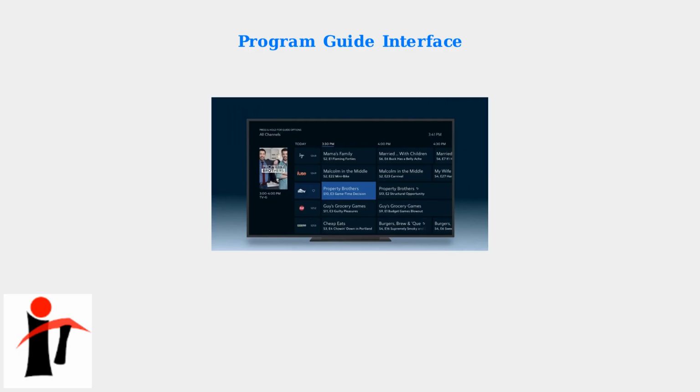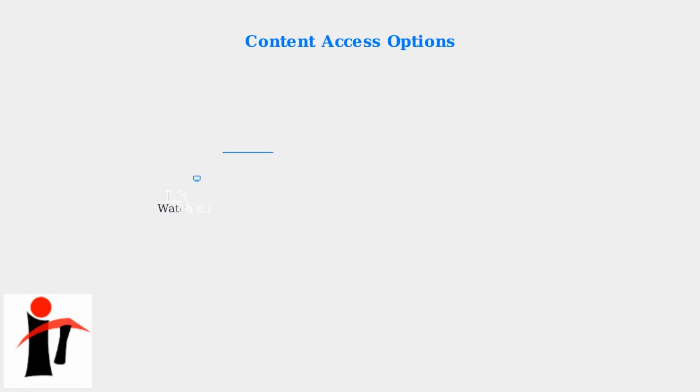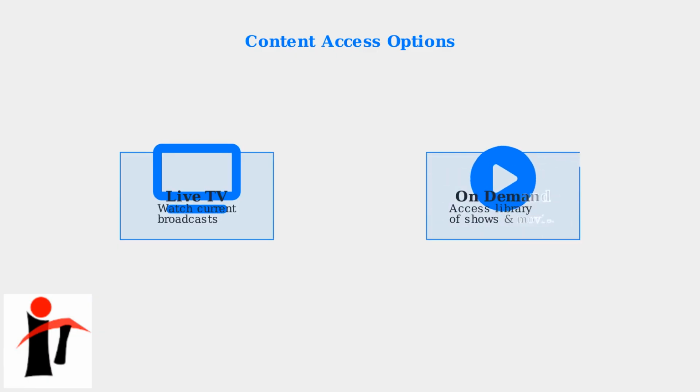The guide shows current and upcoming programs across all your channels, with the current time displayed at the top. You can see channels like HGTV are highlighted when selected, showing current and upcoming programs. Use the navigation pad to move between channels and time slots to find the content you want to watch. The Spectrum TV app on Xumo gives you access to both live television and on-demand content. You can watch current broadcasts as they air or browse through a library of shows and movies available anytime.